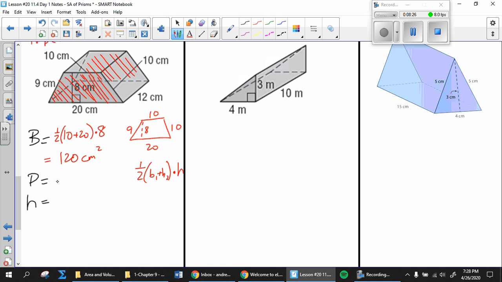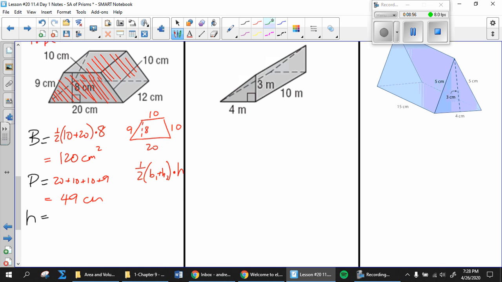Now I need perimeter of the trapezoid. Well, we know perimeter is just adding up all the sides. And so we take 20 plus 10 plus 10 plus 9. And so I get the perimeter of my trapezoid. 20 plus 10 plus 10 plus 9 gives me 49 centimeters.